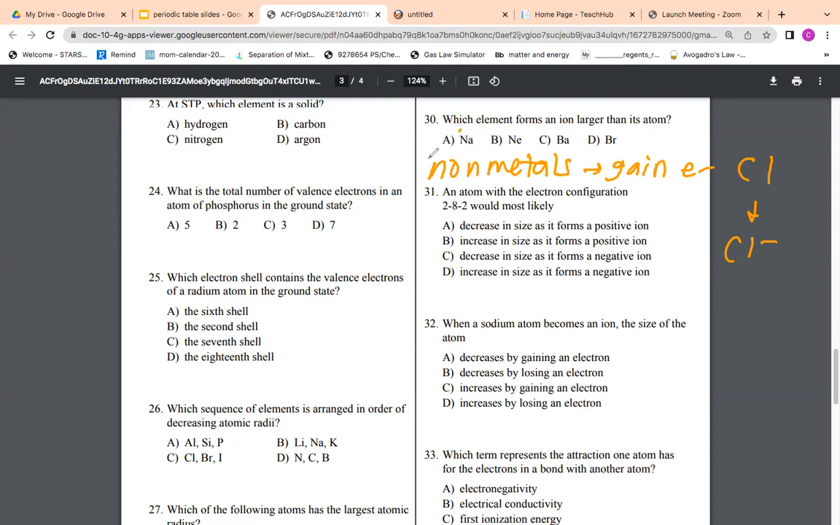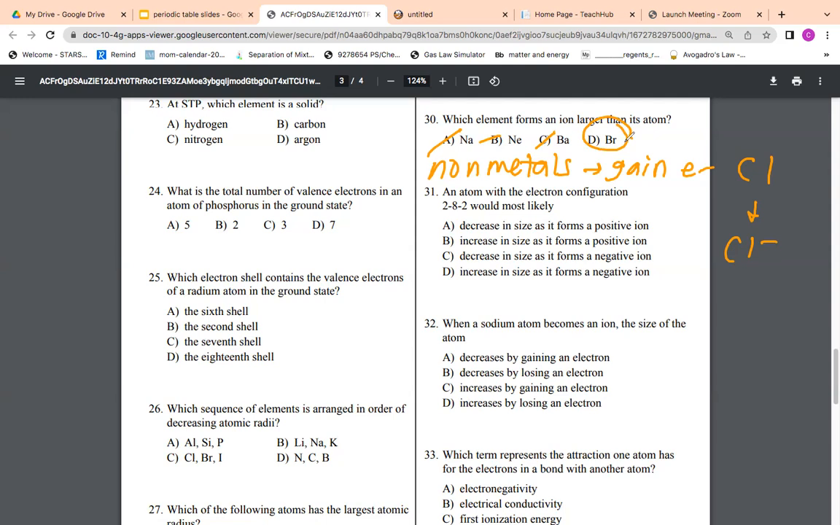So it's not sodium. Sodium is a metal. When sodium becomes an ion, it becomes a cation. It gets smaller because it loses stuff. Neon doesn't become an ion because it's a noble gas, so it doesn't like to lose electrons or gain them. Barium is also a metal, so it likes to lose rather than gain. Bromine is the only nonmetal here.